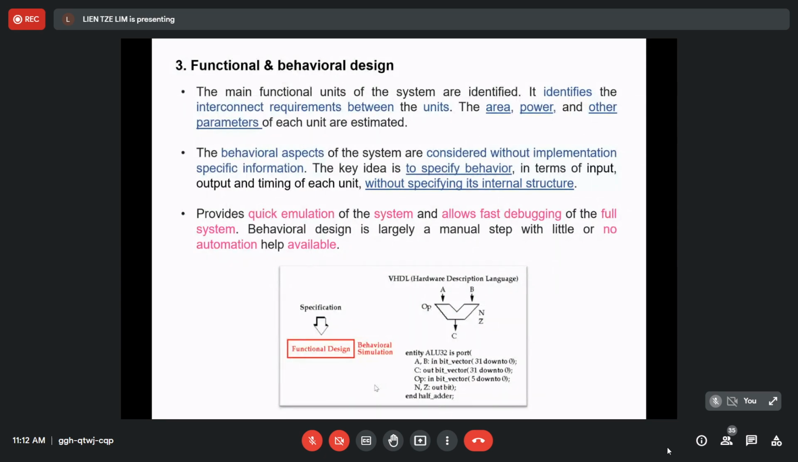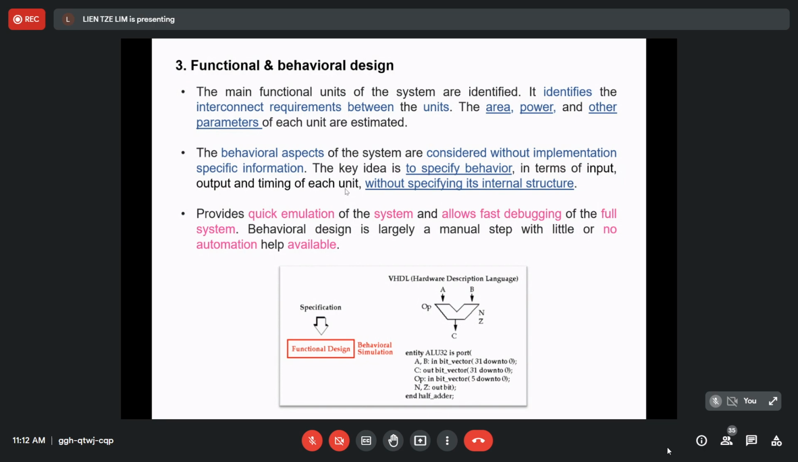Okay, the main functional units of the system are identified. It identifies the interconnect requirements between the units, and the area, power, and other parameters of each unit are estimated. The behavioral aspects of the system are considered without implementation-specific information. The key idea is to specify behavior in terms of input, output, and timing of each unit without specifying its internal structure.